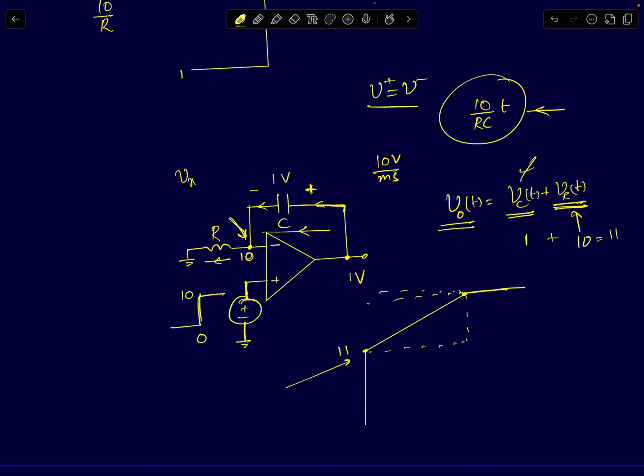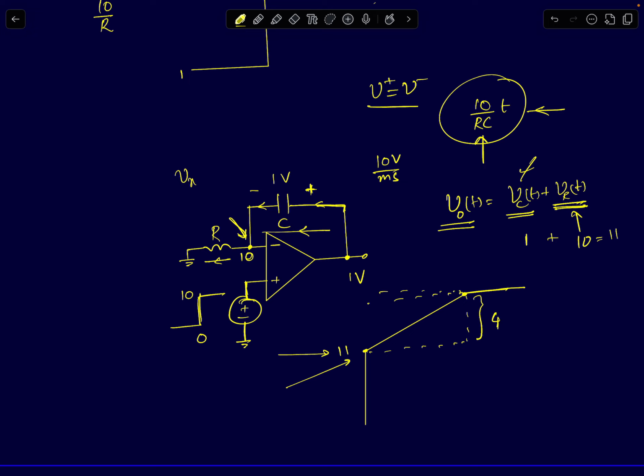It will increase linearly. I have just integrated the current. Since current is constant, voltage will be a ramp. And the slope is given by 10 by RC, which means it will increase by 10 volts in 1 millisecond. Since the output is already at 11 volts to begin with, it has to only increase by 4 more volts for it to reach the output saturation.